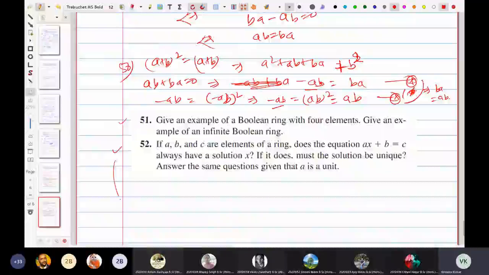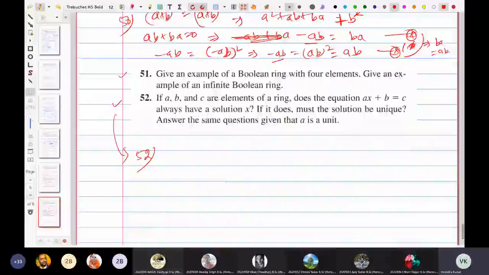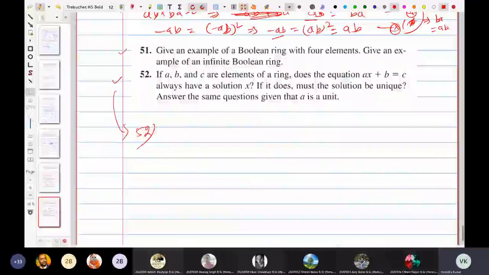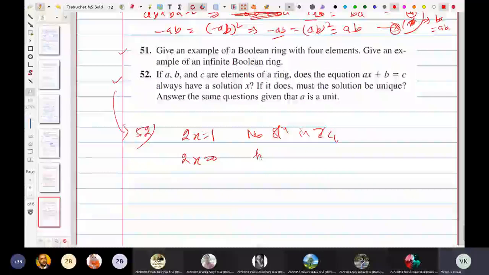Question number 52. This kind of question we discussed in the last lecture. A, B, C are elements of a ring. Does this equation always have a solution? We took an example, 2x equals 1, which has no solution in Z4, and 2x equals 0 has two solutions in the same ring Z4.